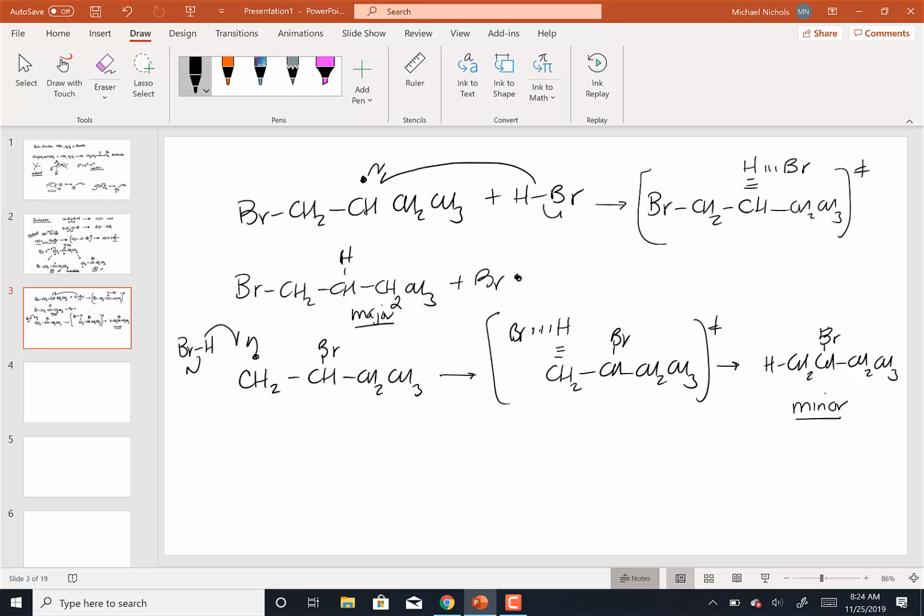And when does it stop? It stops when it runs out of alkene. Or the other time it stops is when two radicals come together to form a covalent bond. And we'll talk more about that step when we talk about free radical halogenation after break. So this is a multi-step mechanism.